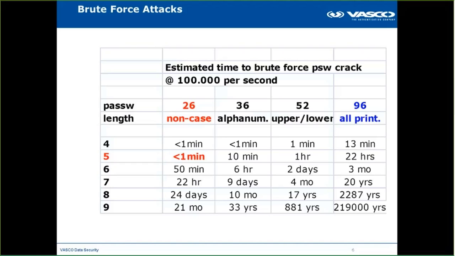But obviously nowadays we're at minimum 6, 7, 8-digit passwords and all print characters, at least alphanumeric and lowercase, but also looking at special characters now. So if we look at the bottom right square of that table, the 9-digit password with 96 possible characters, all print, so anywhere on the keyboard, you were looking at somewhere around 219,000 years to brute force a password.